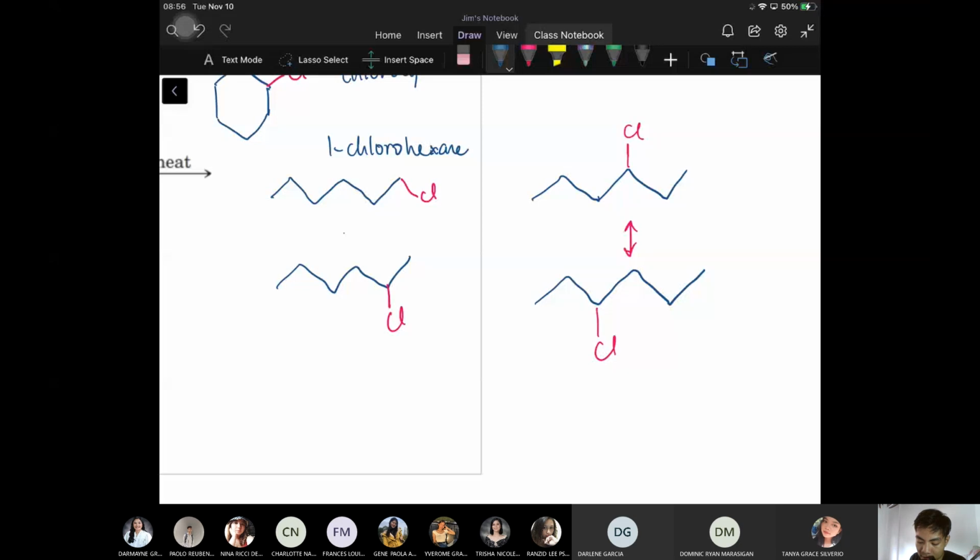So, itong nasa baba, this will be 2-chlorohexane. Okay, on the second carbon, andun yung chlorine. Instead of 5, no, we will choose 2. Ito naman ay 3-chlorohexane.